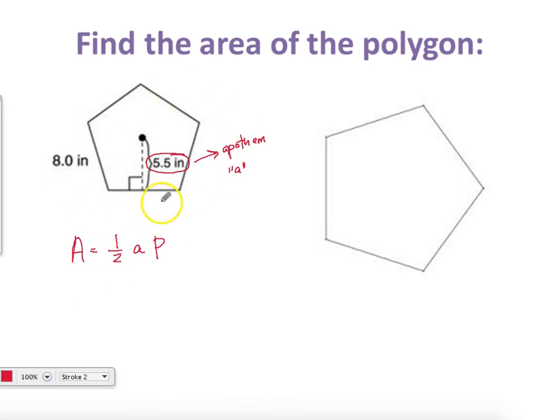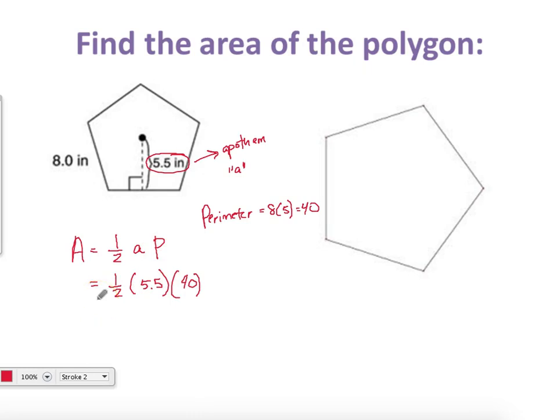And what's the perimeter? Well, we know the length of one of the sides is 8 inches. There's 1, 2, 3, 4, 5 sides, so I know that the perimeter is going to be equal to 8 times 5, which is 40. So let's go ahead and plug those values into our formula. The apothem is 5.5. The perimeter is 40.